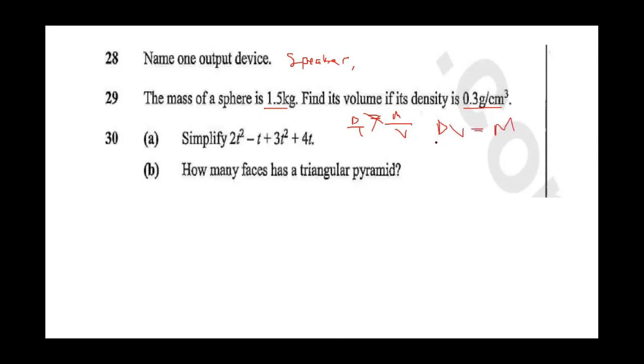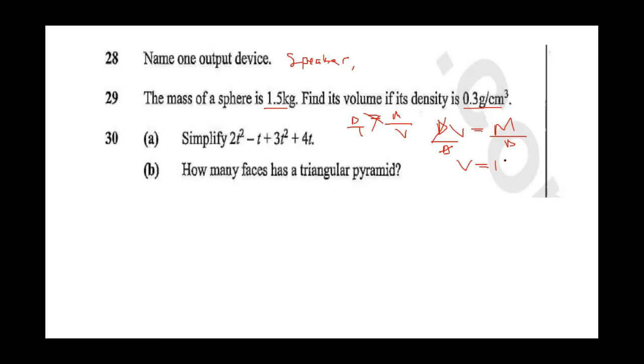So we are simply going to divide by D, even this side, we divide by D, so that this one and this one cancel. Then we have V is equal to the mass. We have to convert this mass to grams so that it becomes 1,500. So 1.5 times 1,000, you multiply by 1,000.